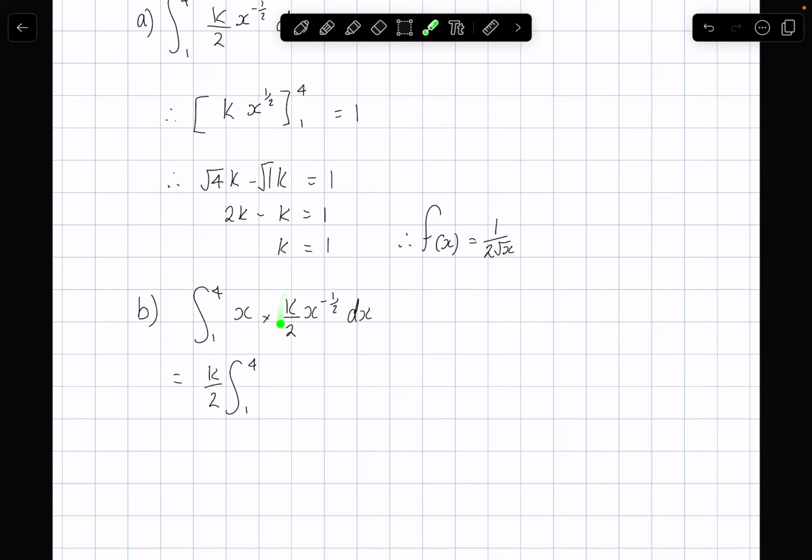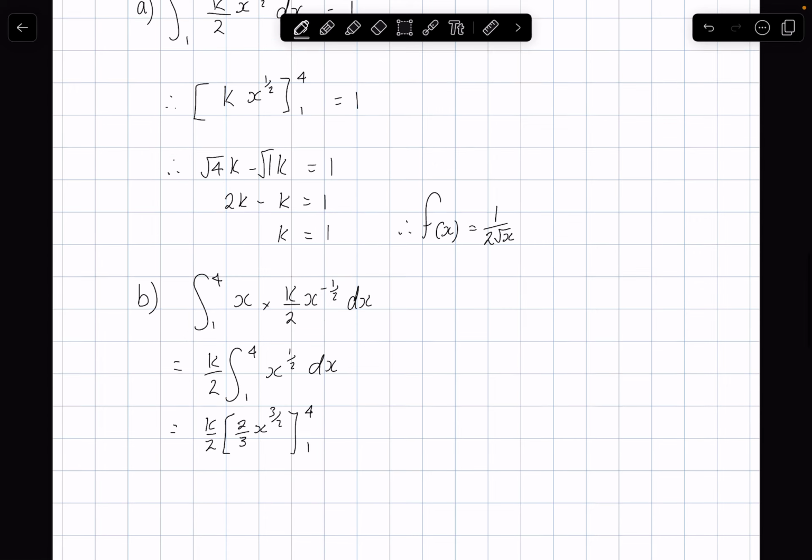So if I take that k on 2 out the front, I'm left with x times by x to the negative 1/2. We add the powers together. I'm left with x to the power of 1/2 dx. So let's integrate that now. I've still got my k on 2 out the front. X to the power of 1/2 is 2 over 3 x to the 3 over 2. So we've raised the power by 1, divided by the new power, which is the same as timesing by the flip. Now that's 4 and 1.